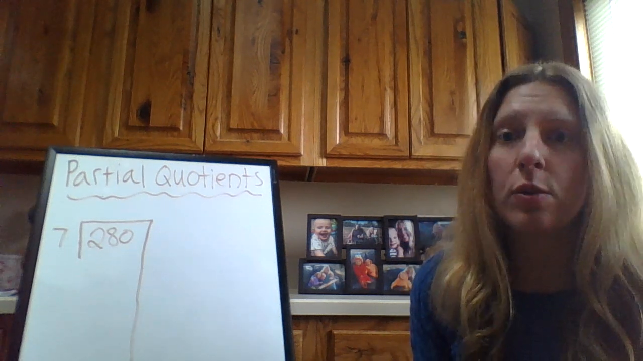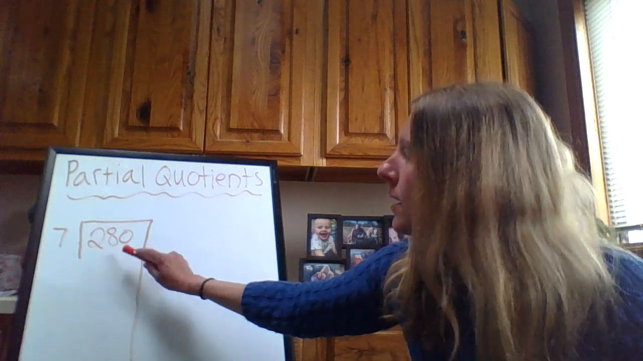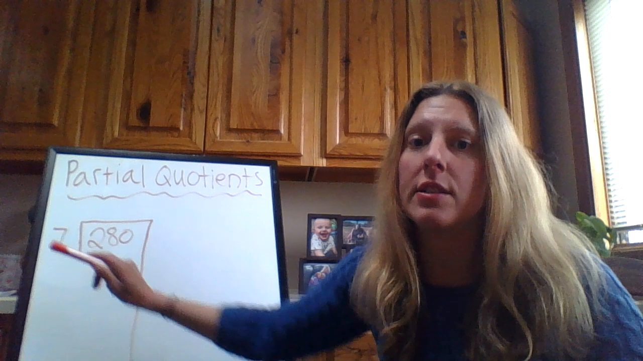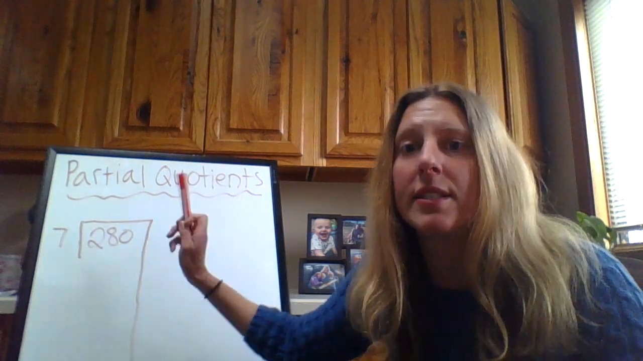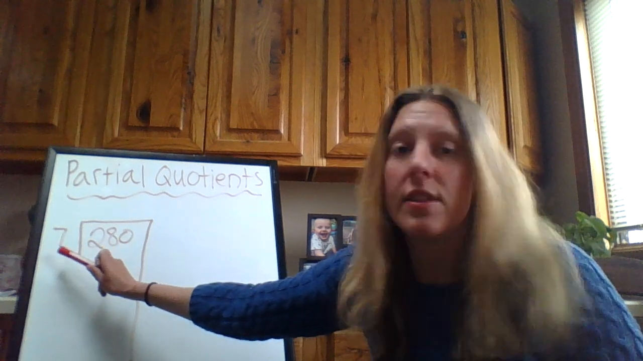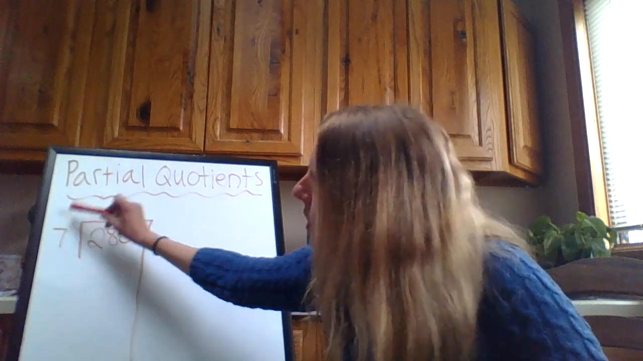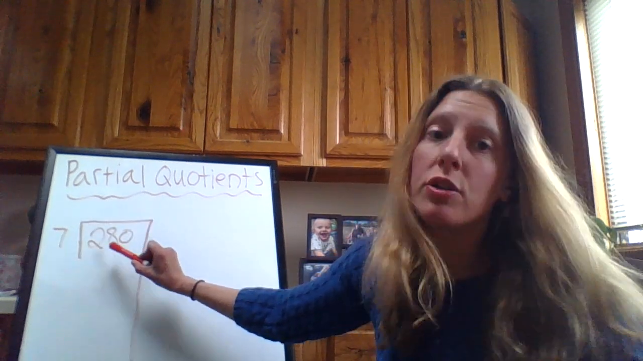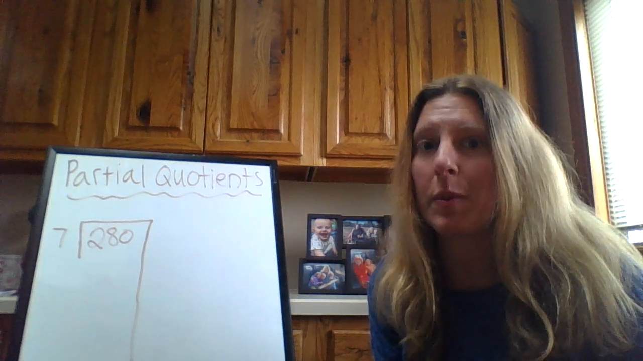So for partial quotients, we're going to write the bigger number in the box and the single digit number on the outside. So in division, we call this bigger number that we write inside the box the dividend. And then the single digit number is the divisor, because we are using the number 7 to break 280 into equal groups, or as many equal groups as we can.